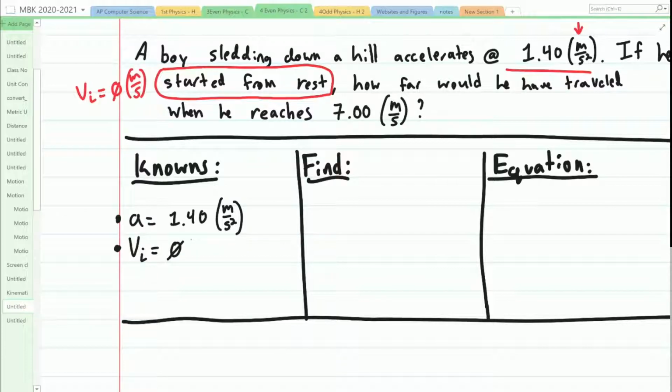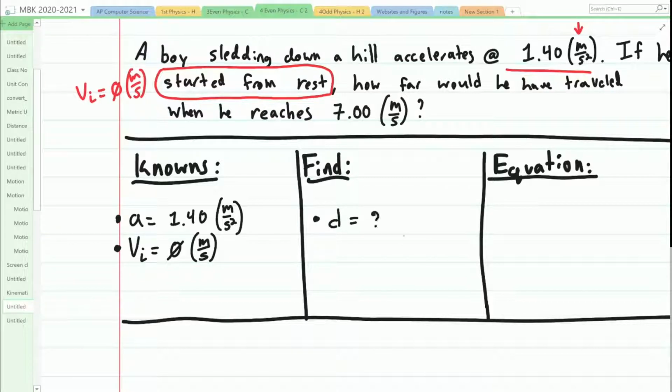All right, so 0 meters per second. And then it's asking how far would he have traveled? So we're already asked what we were trying to find, or rather it's already given us what we're trying to find. So how far would he have traveled? And that's going to be a measurement of length or distance, or in this case, our displacement.